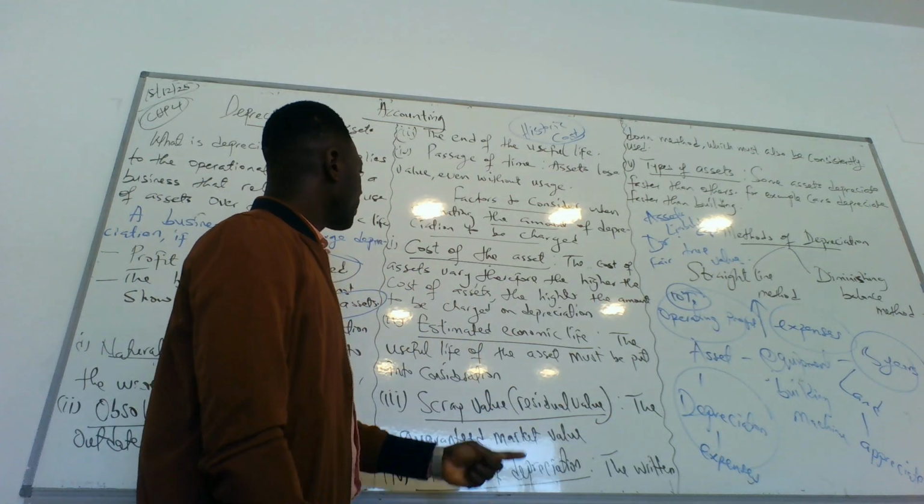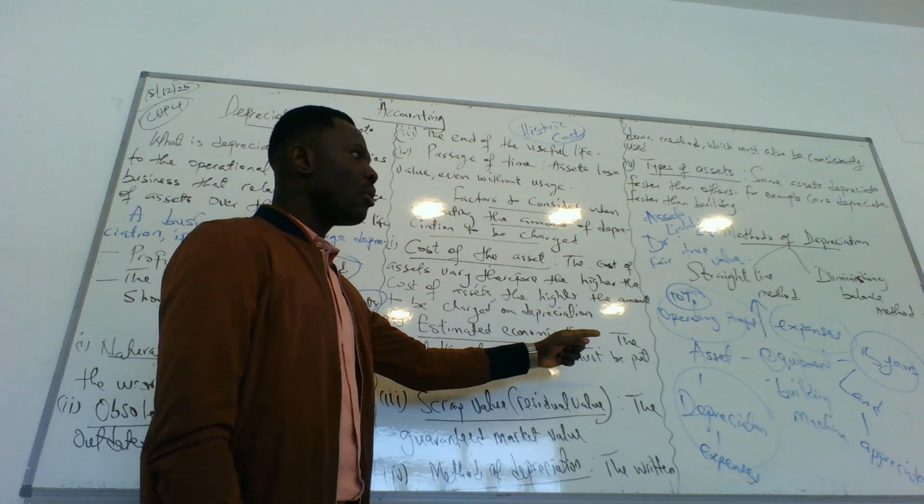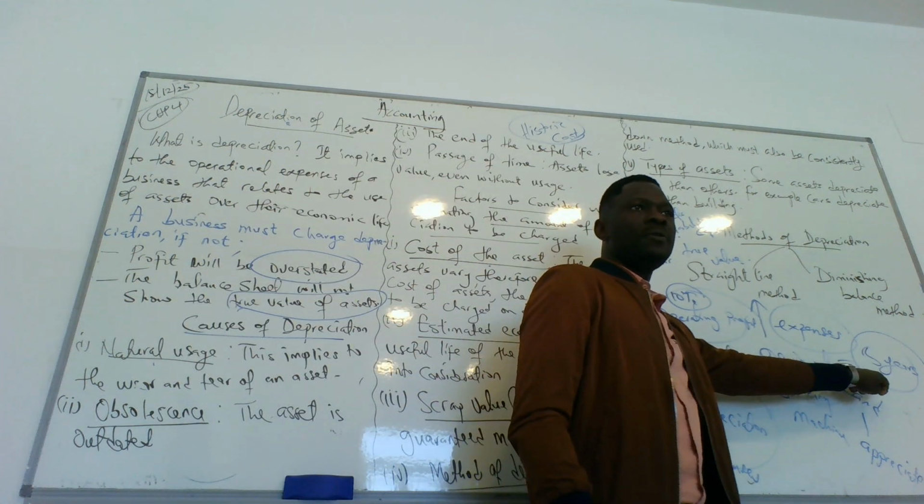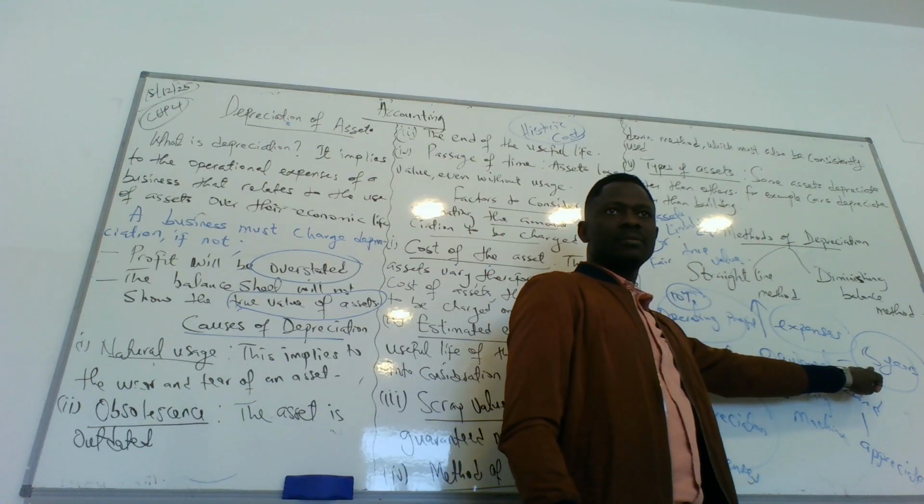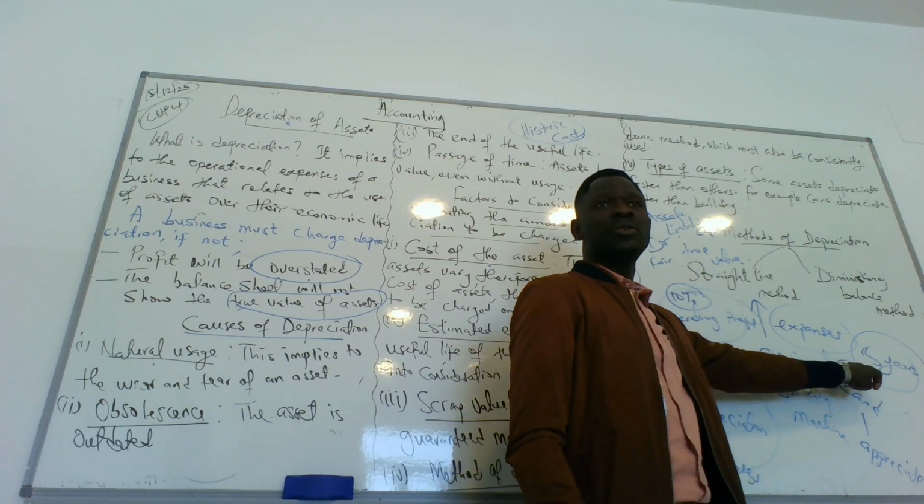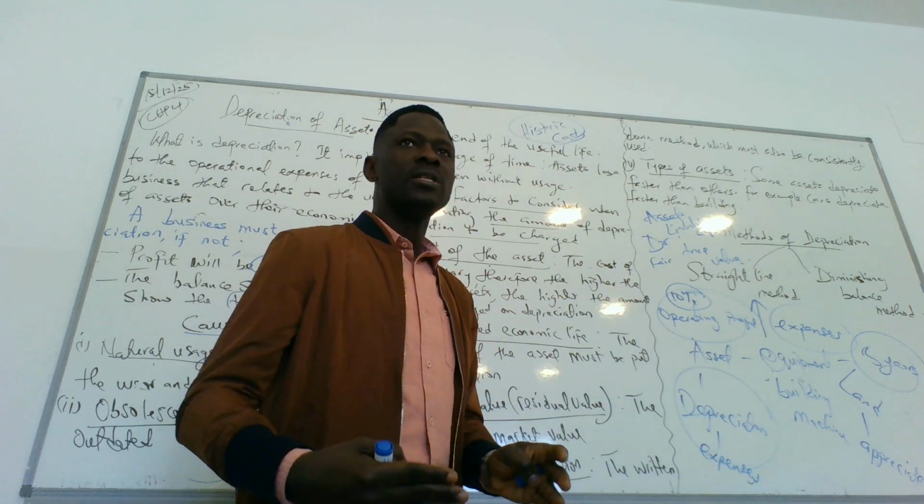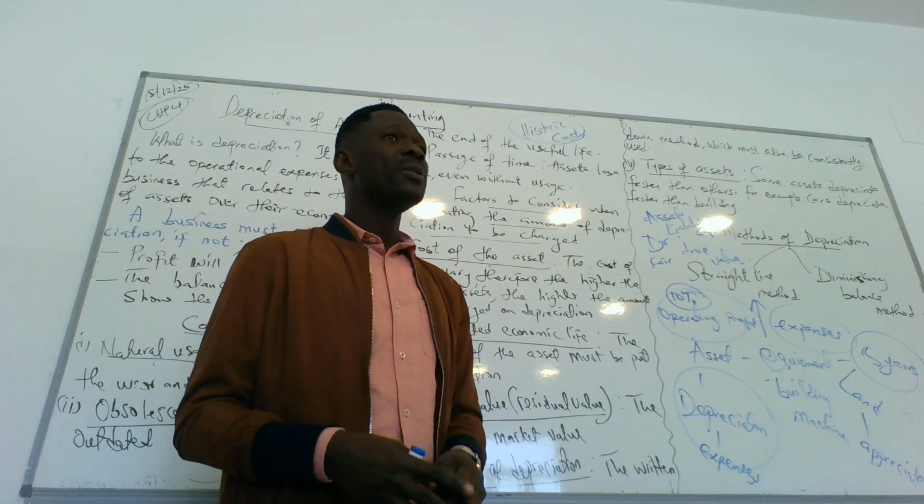The second one, estimated economic life. Oh, it's going to be used for 5 years. So that's what we charge depreciation over. There's another factor you have to put into consideration. How long is this equipment going to be used with the company?